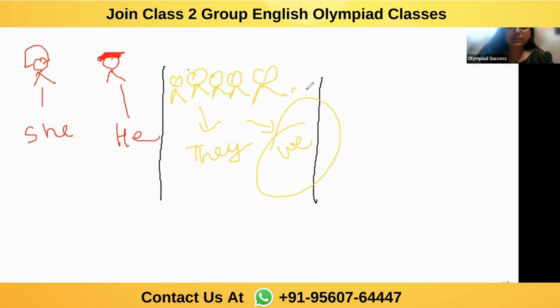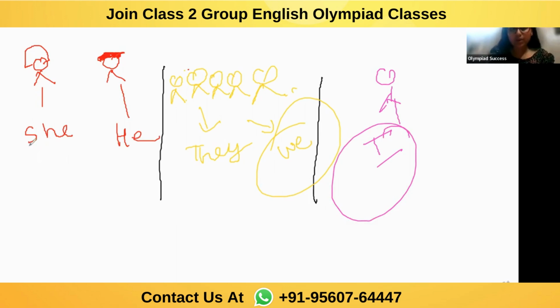Third one is for a person itself. Suppose this is me. So for myself, I write I. My name is Sabrina. I am a girl. I will not say that Sabrina is a girl, Sabrina is a teacher. No, I'm talking about myself. So here I use I. I am a girl. I am a teacher. Like this. So these are pronouns: she, he, they, we, I.